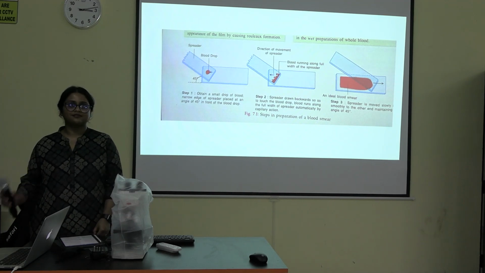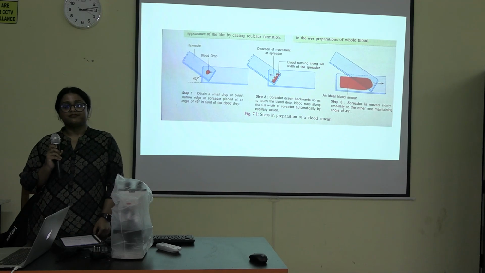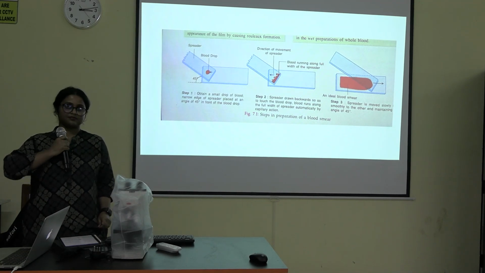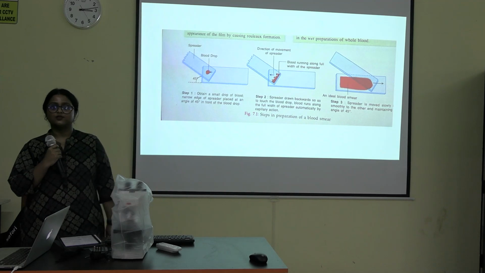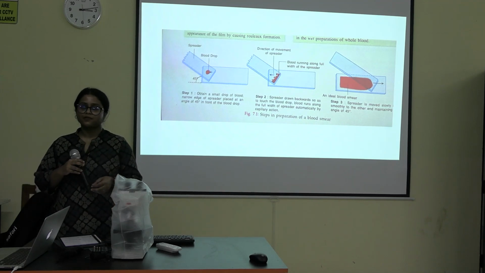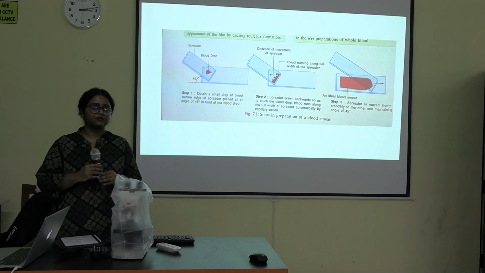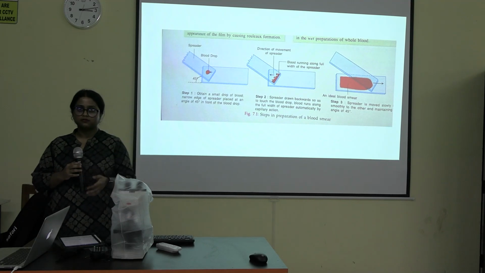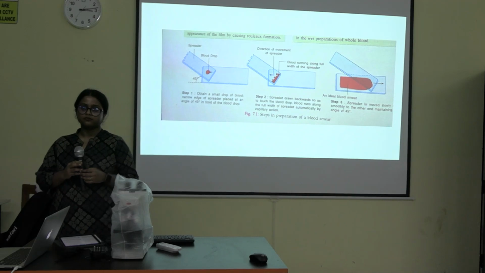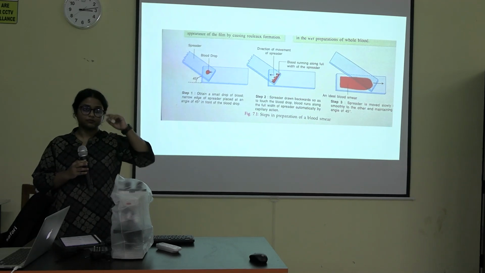Correct. The lymphocytes are agranulocytes. Another cell is there, monocytes. So these two are agranulocytes. Others are granulocytes. So they are of three types. Three varieties.